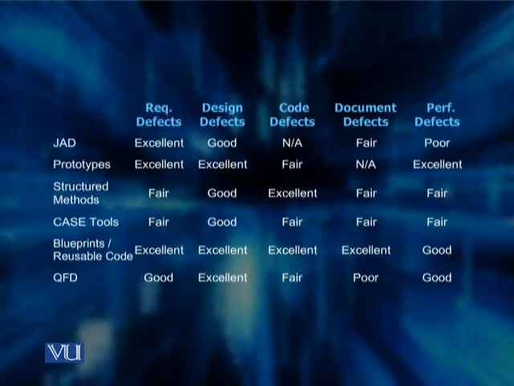Then you can see that reusable code, or reusable documents and blueprints, are very good or excellent for prevention of requirements defects, for design defects, for coding defects, and for document defects. And quality function deployment technique is excellent for design defects.